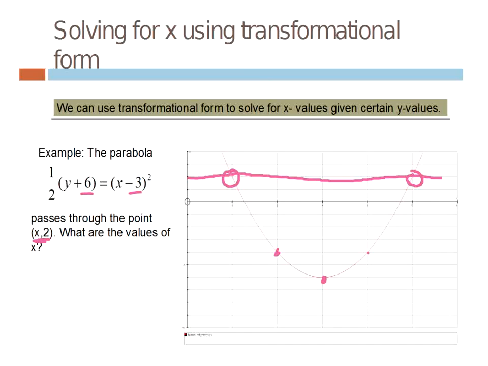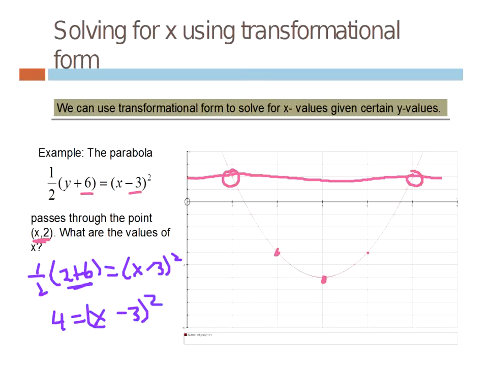But I can solve this algebraically as well by plugging in anywhere I see a y value. I'm going to plug in 2. So 1/2 times 2 plus 6 equals x minus 3 all squared. And so I can take this, this is 8 times 1/2, which is 4. And what I can do now is solve this by square rooting both sides.